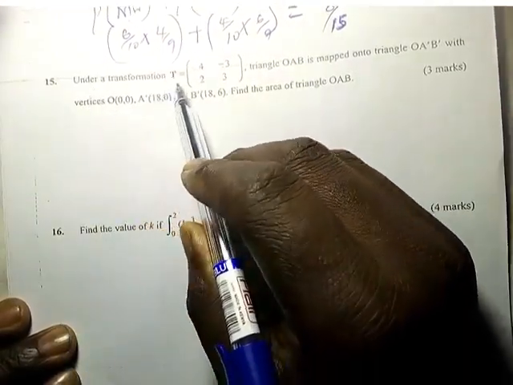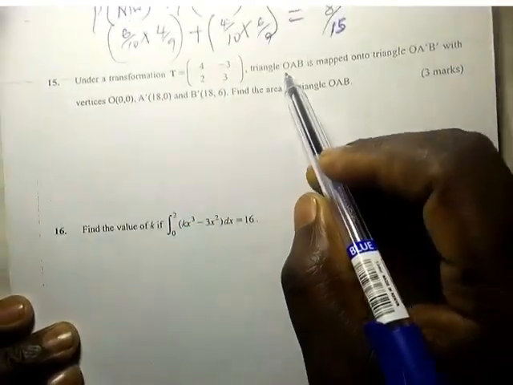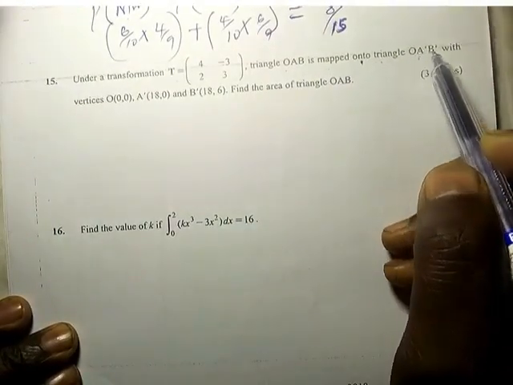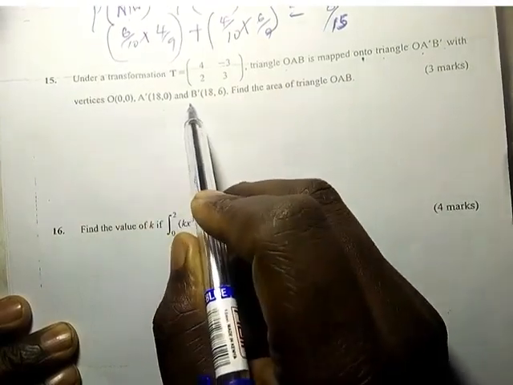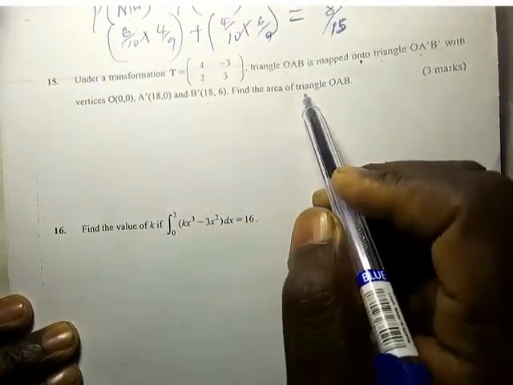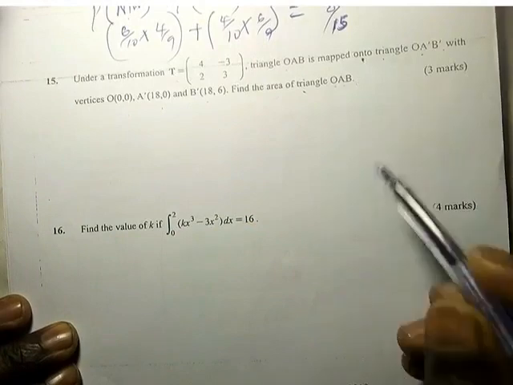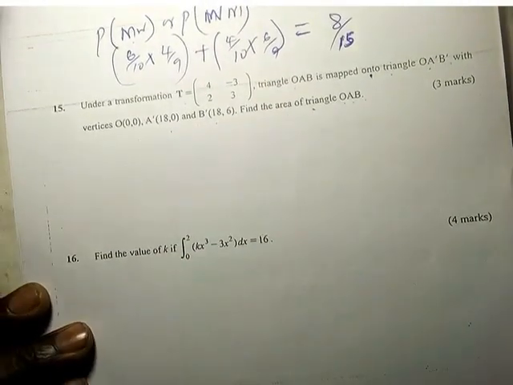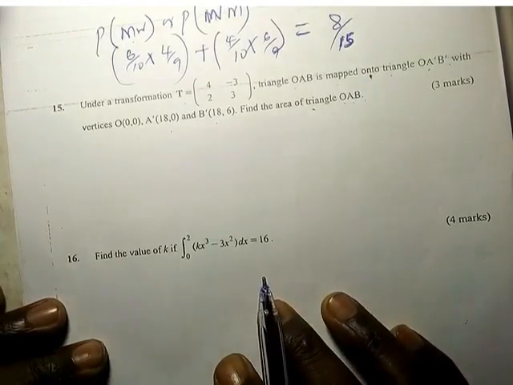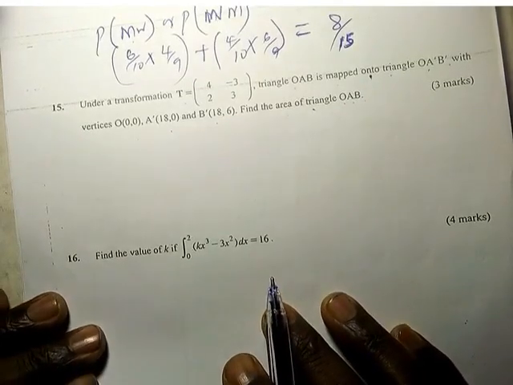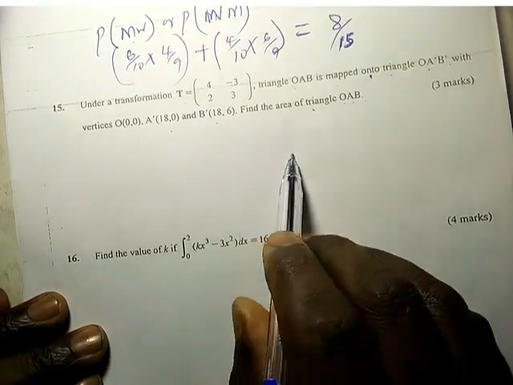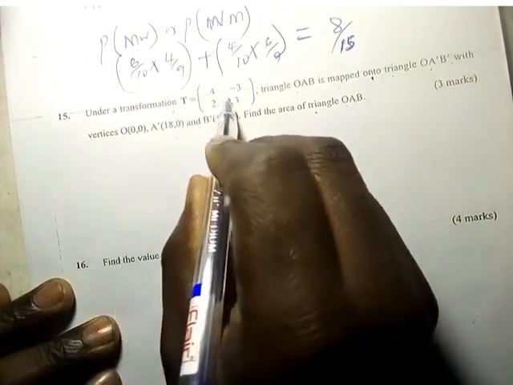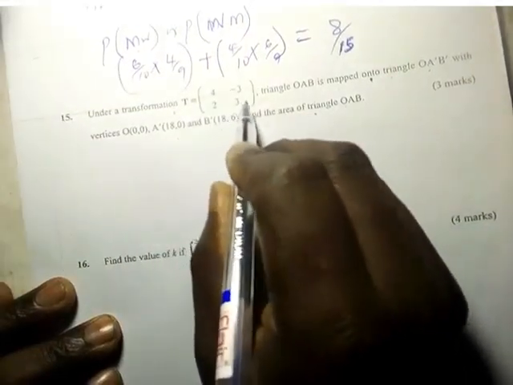And a transformation T, a triangle OAB is mapped onto triangle this image with vertices this and that. Find the area of triangle OAB. Remember when we were talking about matrix, area of the object is exactly equal to the area of the image divided by the determinant of the transformation matrix. So let the transformation matrix be this. Let us get the determinant of the transformation matrix.